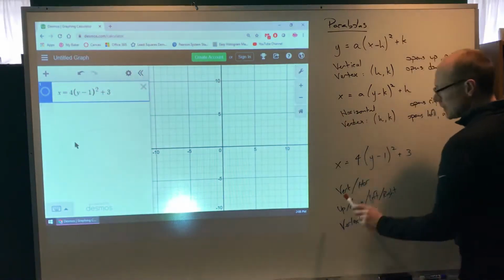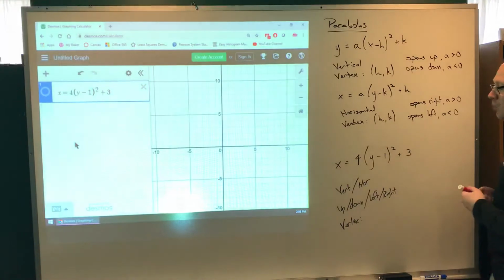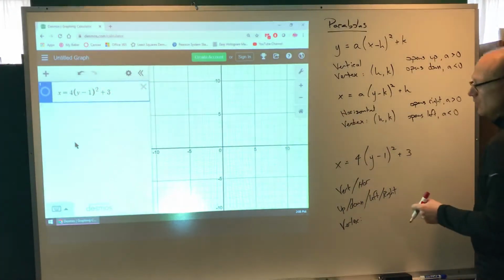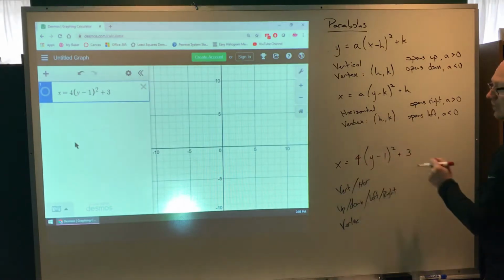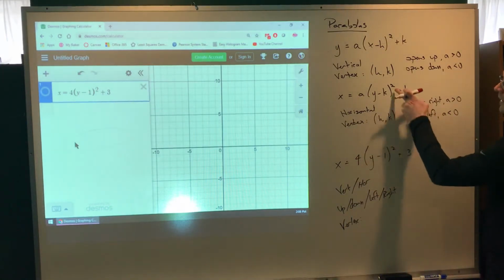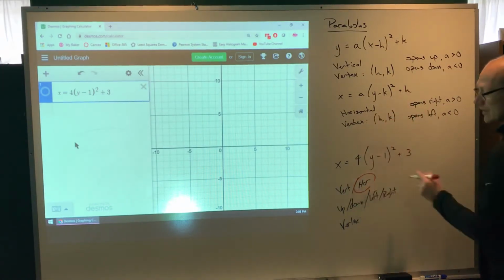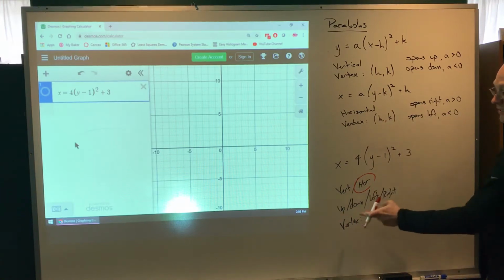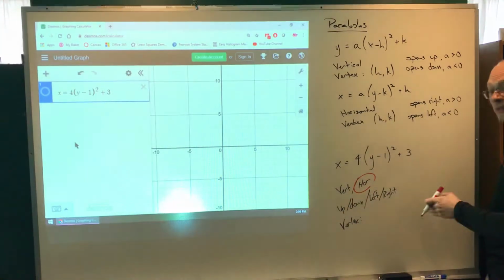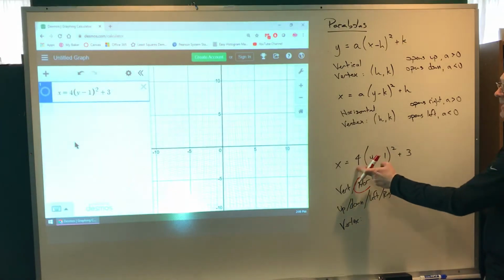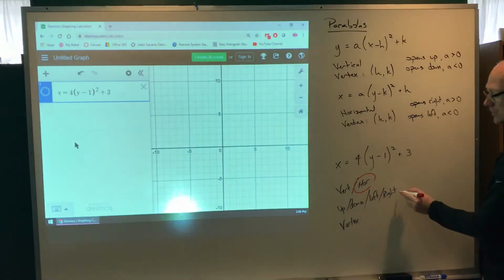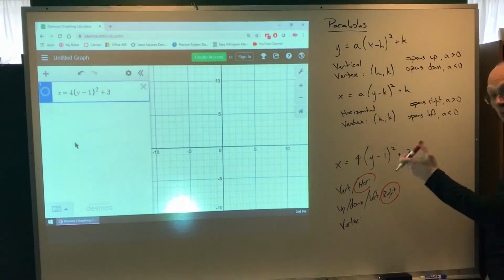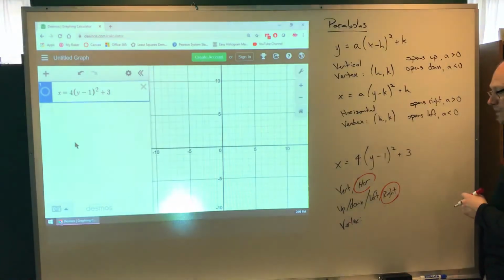So let's take a look at this one right here. x equals 4 times (y minus 1) squared plus 3. Is this horizontal or vertical? Well, because the x is by itself and the y is squared, this is going to be one of those horizontal ones. Which means it doesn't open up or down, it opens either left or right. And because my a, which is 4, is positive, I know this is going to open to the right in a positive direction.